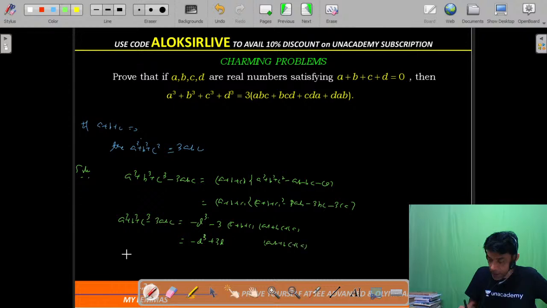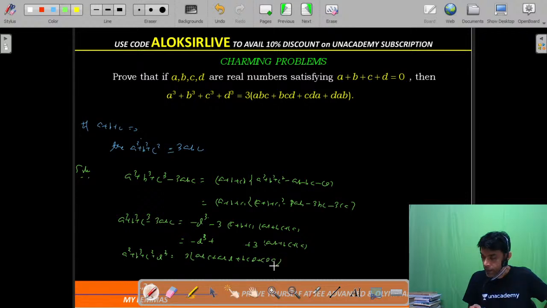So now we are done, because we get this is 3d. So we get a cube plus b cube plus c cube plus d cube equal to 3 times abc plus abd plus bcd plus cda. Got my point? So sum of numbers taken 3 at a time. So we got this one.